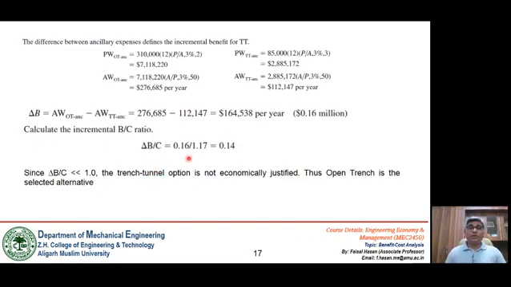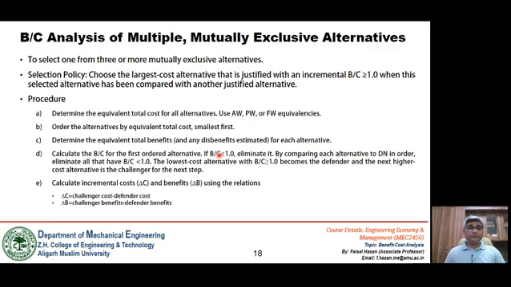So in this case, the tunnel trench is the challenger, which is dropped because the incremental benefit to cost ratio comes out to be less than 1. So we will be sticking with the defender, that is the open trench. That is how we solve the problems when we have two mutually exclusive alternatives on the basis of incremental benefit to cost analysis.